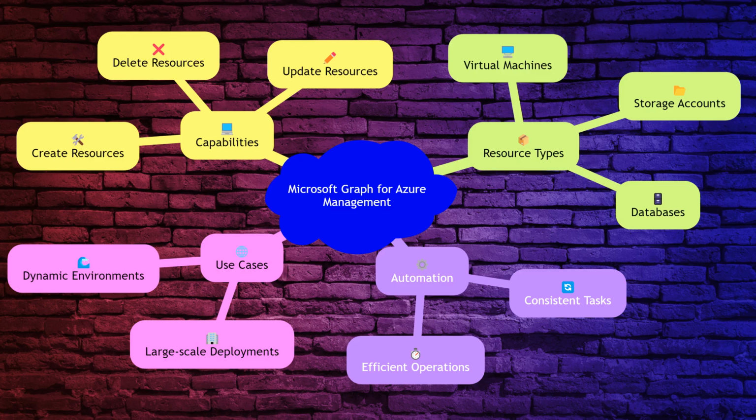Microsoft Graph also enables developers to manage Azure resources programmatically. This includes creating, updating, and deleting resources, such as virtual machines, storage accounts, and databases. By leveraging Microsoft Graph, developers can automate resource management tasks, ensuring efficient and consistent operations. This capability is particularly useful for large-scale deployments and dynamic environments where manual management is impractical.